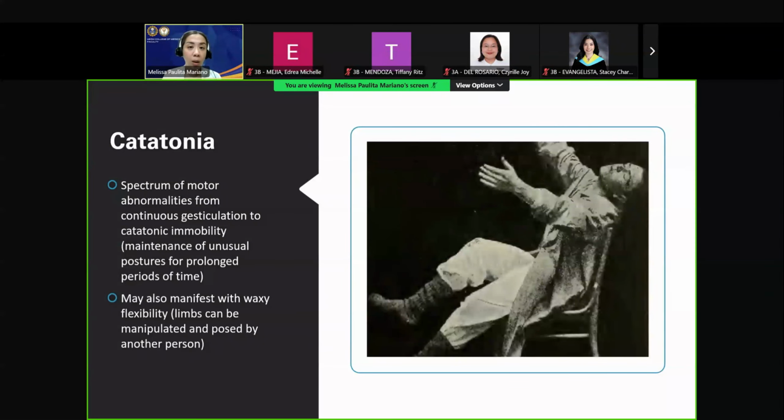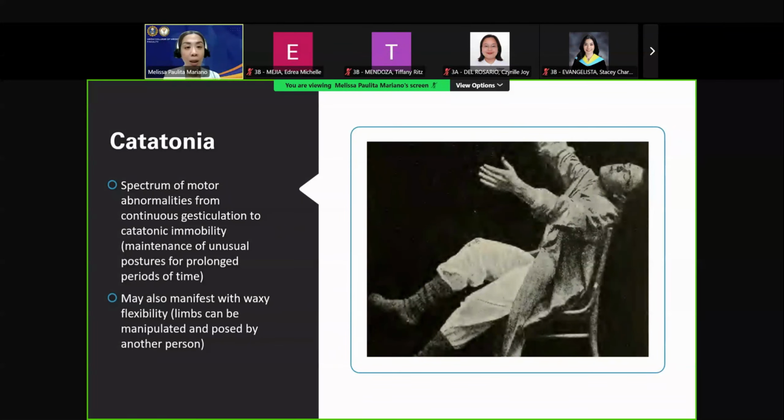Finally, we have catatonia, which is quite rare now with the advent of the novel antipsychotics. Catatonia involves a spectrum of motor abnormalities, from continuous, almost nonstop movement, to catatonic immobility, which is, as we see here, maintaining unusual postures for a prolonged period of time. Now, they can also manifest with waxy flexibility, where the patient's limbs can be manipulated and posed by another person, and they will stay that way.